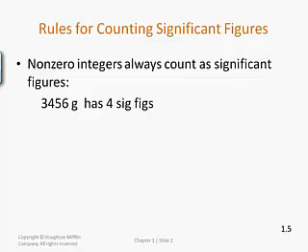Okay, so in doing this, the first thing and the easiest thing really as far as the rules go is that if there is a non-zero digit in the data value, that is always significant. So for example, in the one we have here, 3,456 grams would contain 4 significant figures.